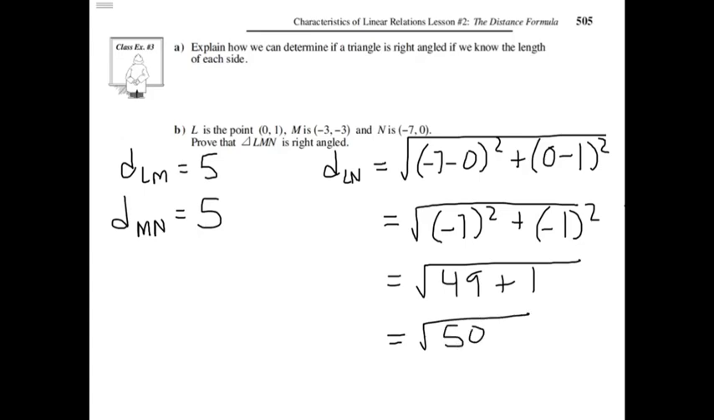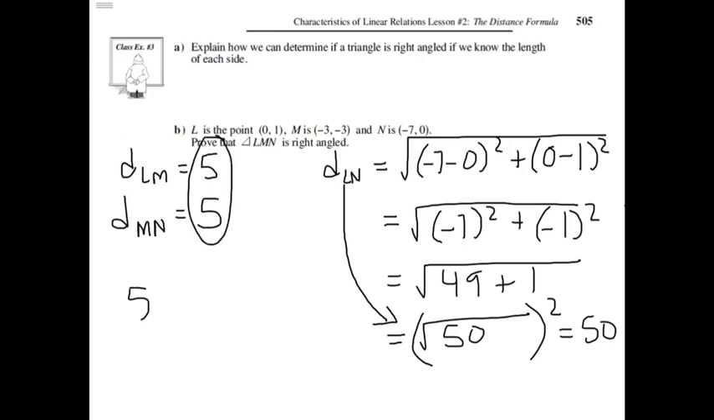But before we go any further, remember what I said for example 3A. It says here, explain how we can determine if a triangle is right-angled if we know the length of each side. Now, I said that if the square of the hypotenuse is the same as the sum of the squares of the other two sides, then this is a right triangle. Well, we know that the distance here is going to be the square root of 50. I'm not going to go any further, but we do know that if we square this, it's just going to be 50. Now, if you take the squares of these ones, 5 squared plus 5 squared, if they do equal 50, then we have a right angle triangle.